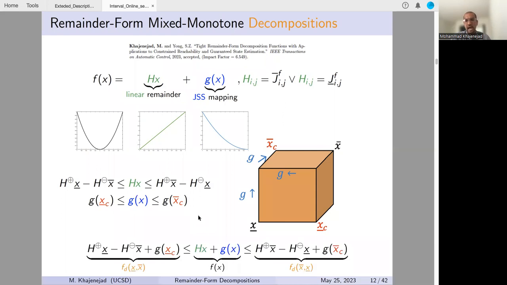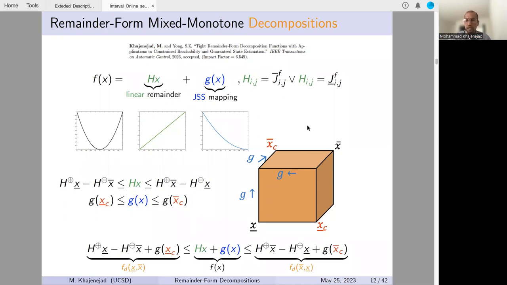And then by just adding these two bounds, we compute upper and lower bounding functions for this nonlinear function f, which are proven to satisfy all the conditions of a decomposition function. So they are decomposition functions. And then, as you can see, this directly gives us a family of decomposition functions, because this decomposition is not unique, as I mentioned.